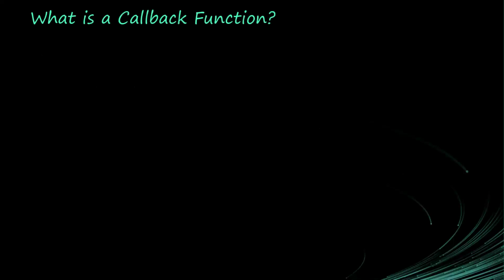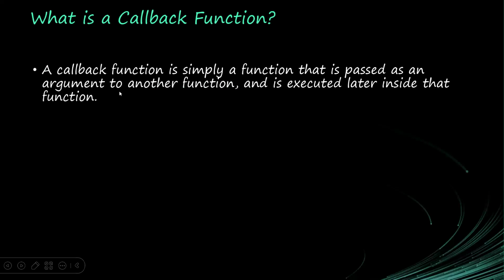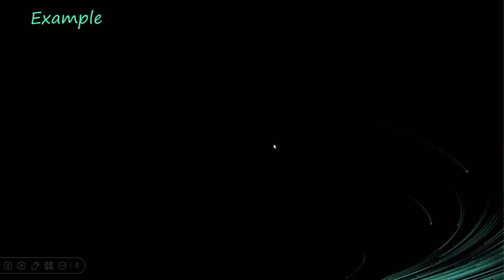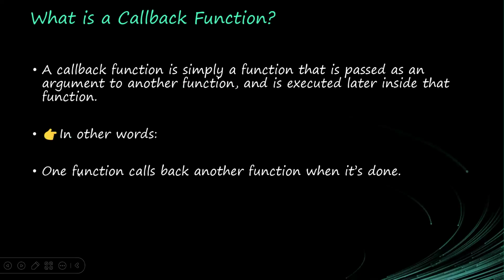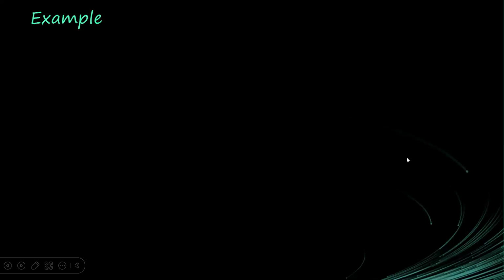Okay. So the final thing we'll talk about is callback functions. What are callback functions? They are just functions that are passed like parameters. When you give a function as an argument to a function, it becomes a callback. A callback function is simply a function that is passed as an argument to another function and executed later inside that function. In other words, one function calls back another function when it's done. You're going to enjoy callback functions later on.